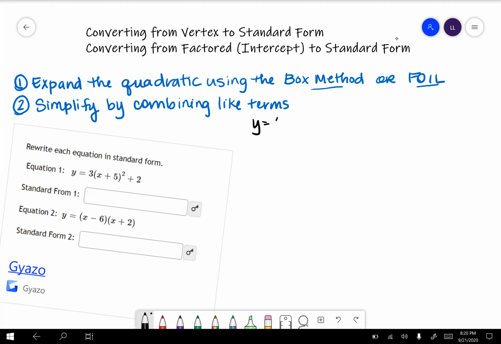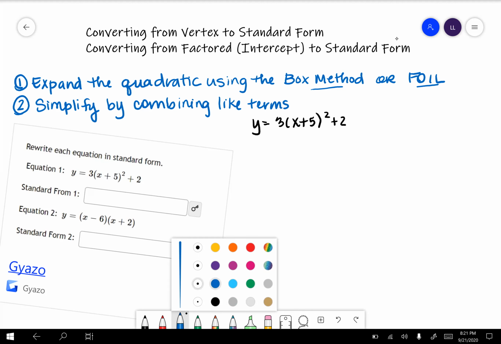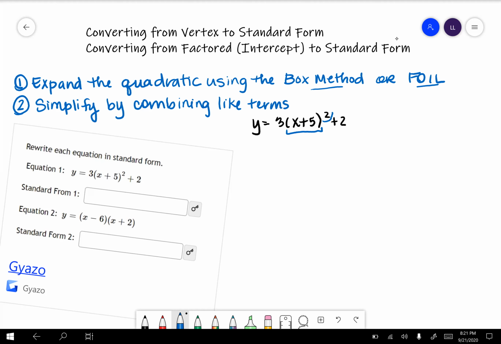Y equals 3 times (x plus 5) squared plus 2. So let's go ahead and expand it. Our first step is going to be to expand this right here, the quadratic, because this squared means to write it twice. So we're going to rewrite our quadratic to be (x plus 5) times (x plus 5), and then add 2 on the end. We're going to expand this even further using either the box method or FOIL. So for this example, I'm going to go ahead and use FOIL. And for the next one, I'll use the box method.